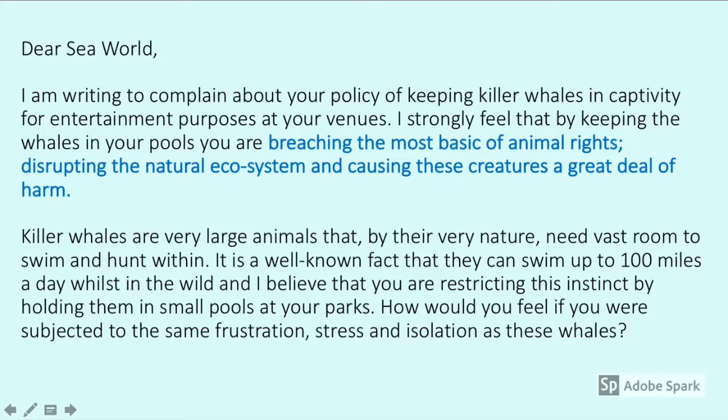Killer whales are very large animals that by their nature need vast room to swim and hunt within. It is a well-known fact that they can swim up to 100 miles a day whilst in the wild, and I believe that you are restricting this instinct by holding them in small pools at your parks. How would you feel if you were subjected to the same frustration, stress and isolation as these whales?